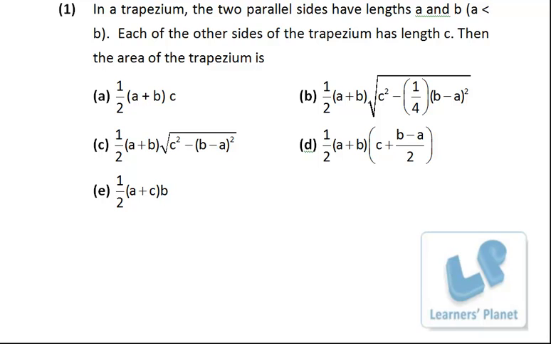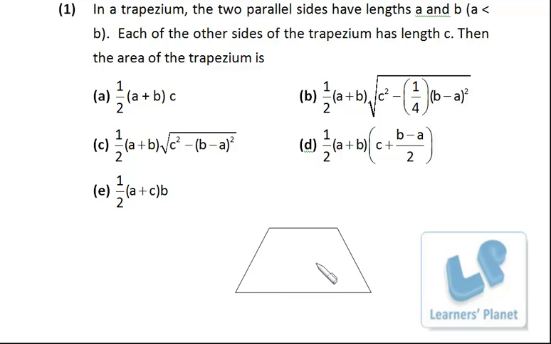Now this problem: in a trapezium the two parallel sides have length a and b, where a is less than b. Each of the other sides of the trapezium has length c. Then the area of the trapezium is... I just draw one trapezium over here. Okay, this is the trapezium, and since it is an isosceles trapezium, I just mark it. So this length is b, this length is a, and this length is c, and we have to find out the area of this trapezium, right?